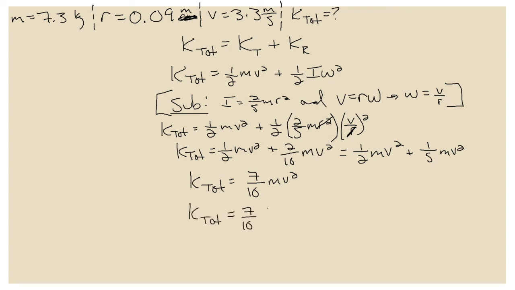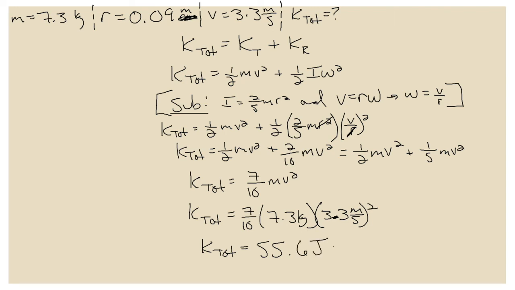And so we'll say here the total kinetic energy is 7/10 mv squared, where m here is 7.3 kilograms. And then v is going to be that 3.3 meters per second they gave us in the very beginning of the problem. Remember, we have to square that like we do in the original one. And when we do that math, we get a total kinetic energy of 55.6 joules, which to two sig figs we can call 56 joules.